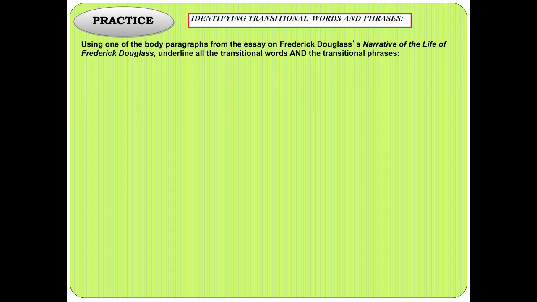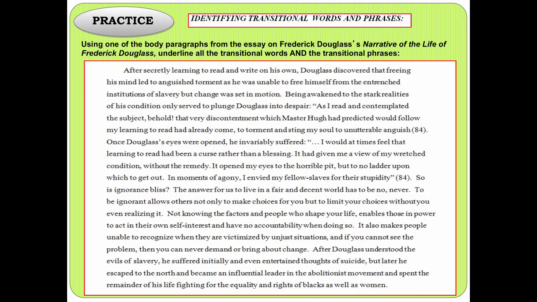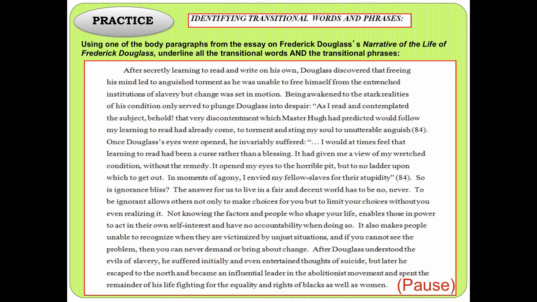Identifying transitional words and phrases. Using one of the body paragraphs from the essay on Frederick Douglass, Narrative of the Life of Frederick Douglass, underline all the transitional words and the transitional phrases. After secretly learning to read and write on his own, Douglass discovered that freeing his mind led to anguish, torment, as he was unable to free himself from the entrenched institution of slavery, but change was set in motion.